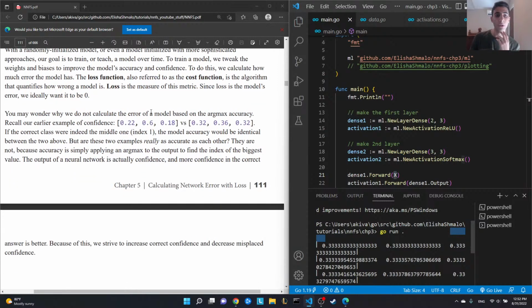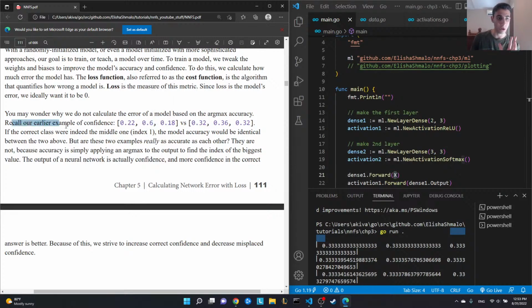You may wonder why we do not calculate error of a model based on the argmax accuracy. So let's give an example. Imagine, for example, the model outputted this when it should have outputted a 1, 0, and 0. In other words, saying it's 100% sure that this is the right class. Well, we could say that the model is wrong because the highest value is this. If you know what argmax is, it's basically the index of the highest value. And so the model is clearly wrong, but saying that it's wrong and right is not very informative.